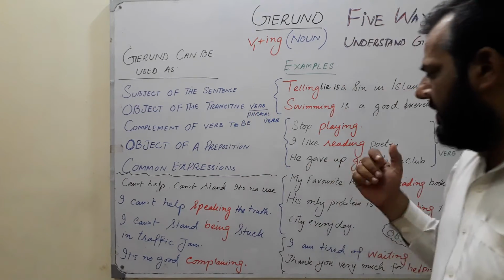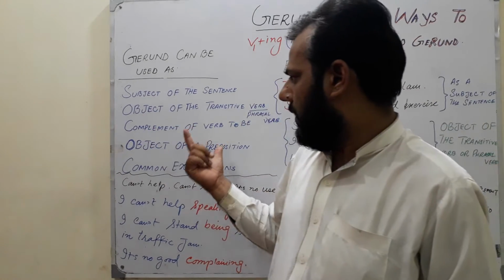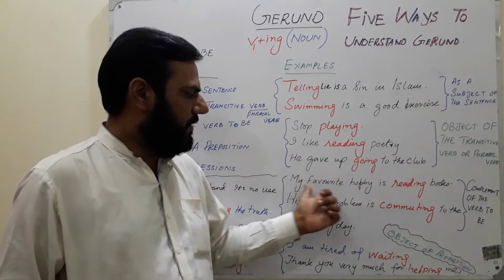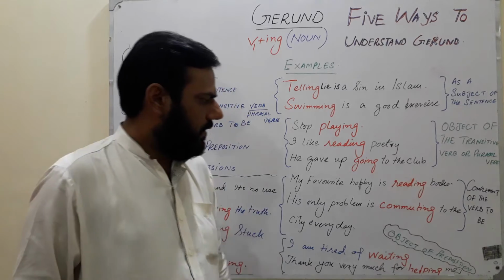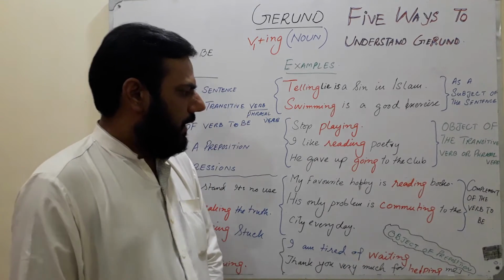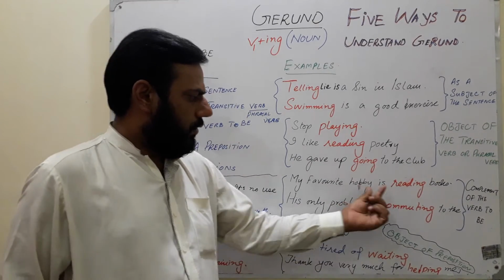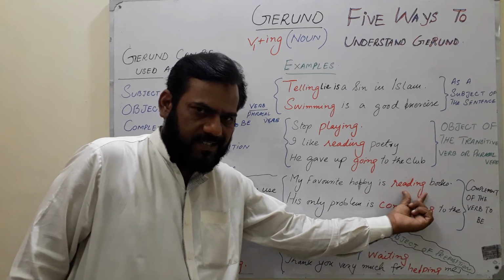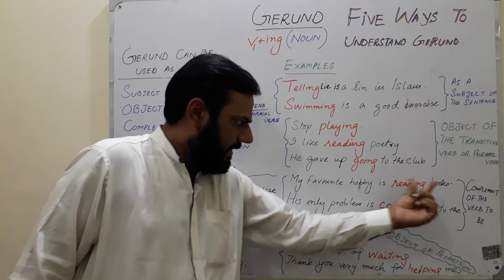So the next part is the complement of the word to be. Example: My favorite hobby is reading books. What is a complement actually? After is, am, are, we use the rest of the sentence. That is going to be the complement, the extra stuff.